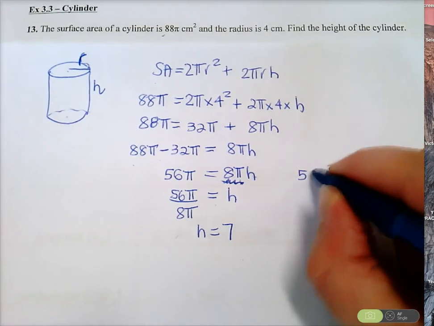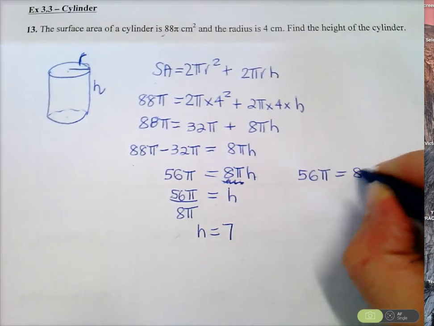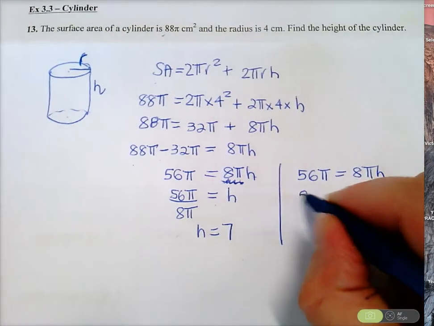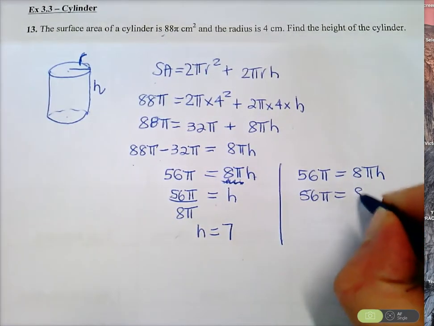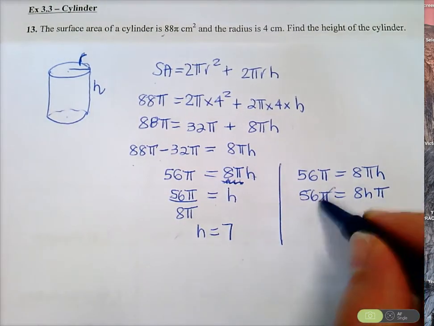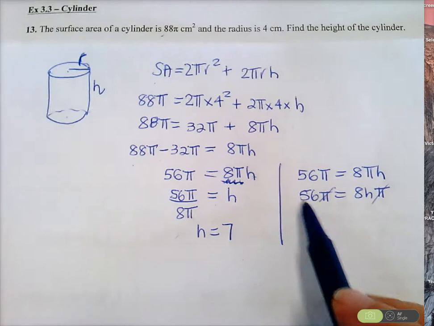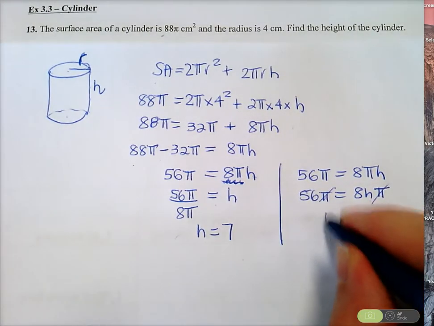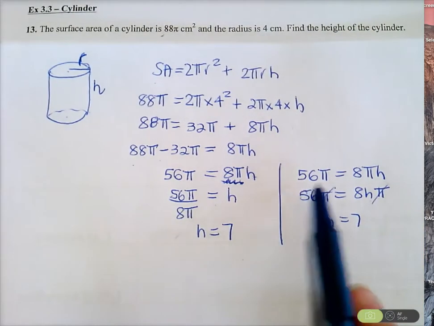Girls, look, come over here. 56 pi is 8 pi h. Girls, why don't I say 56 pi equals 8h pi? Are you okay with that? Can you see the pi's are the same? So the 56 has to equal the 8h. So therefore, h is 7. That's the other way you can do it.